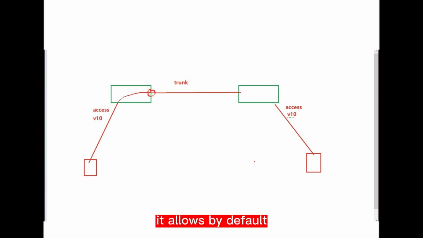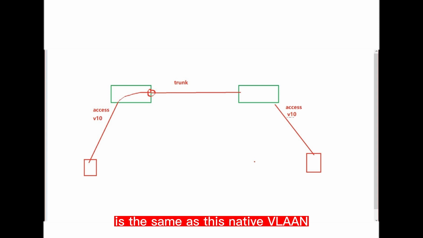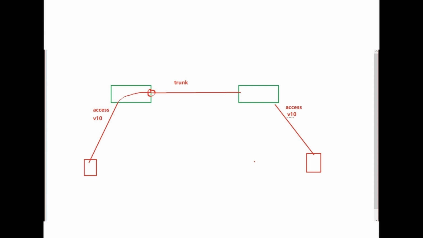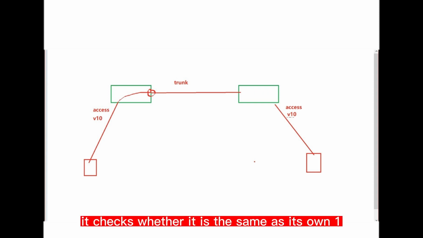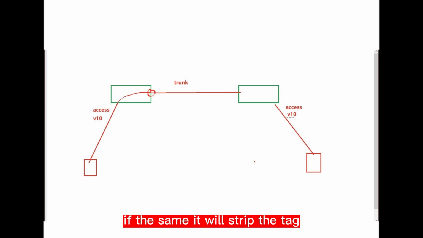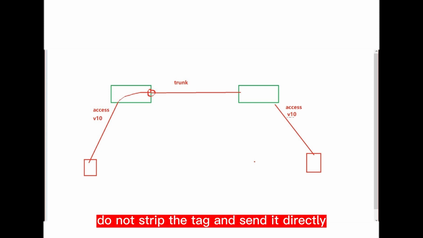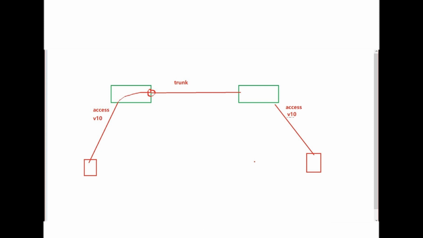It allows by default. Second, we will check whether this tag 10 is the same as the native VLAN, which defaults to VLAN 1. So now there is a VLAN 10 frame coming over. It checks whether it is the same as its own native VLAN. If the same, it will strip the tag and then send. If different, it does not strip the tag and sends it directly. So I don't modify it. The one coming in is 10. If it were 1, it would be sent directly.